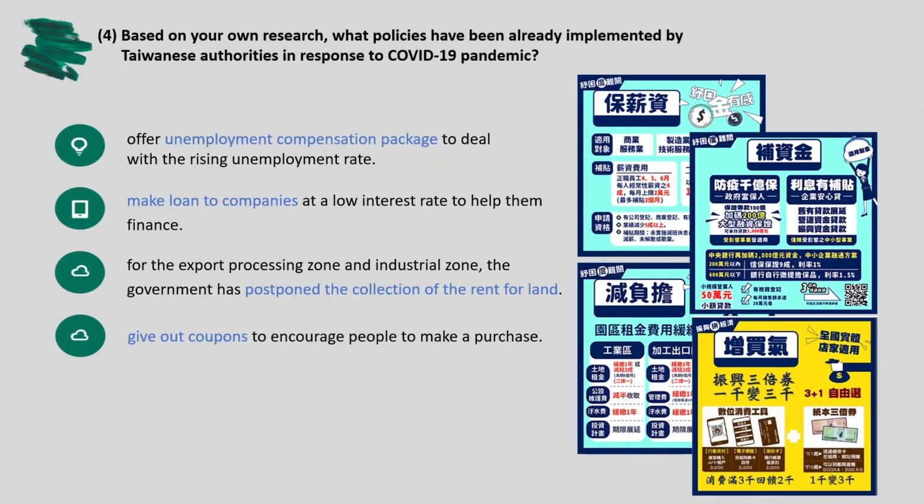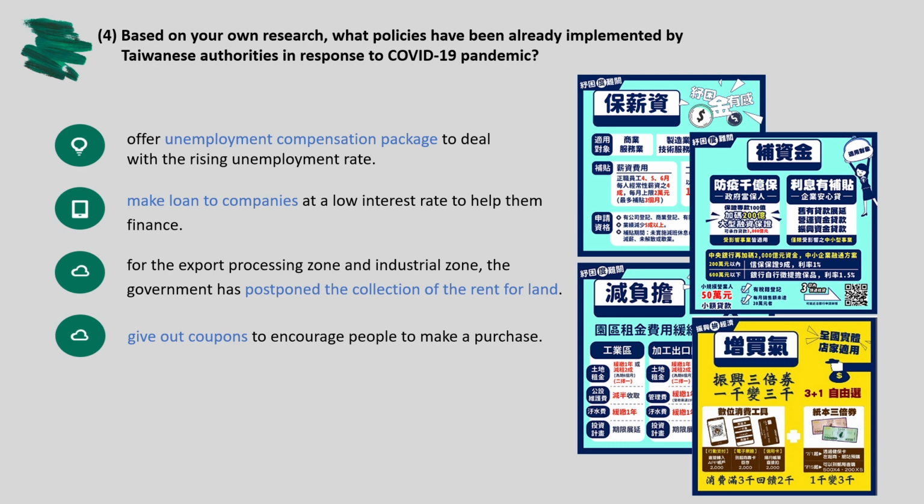How about Taiwan? What exactly did the Taiwanese government propose to deal with the crisis? Here I list 4 policies. The first one is the compensation package, which I'll explain in the next question. The second one is to make loans to companies at a low interest rate. During the pandemic, companies may lose money in the operating cycle. By lending money at a low interest rate, the government helps companies to finance.